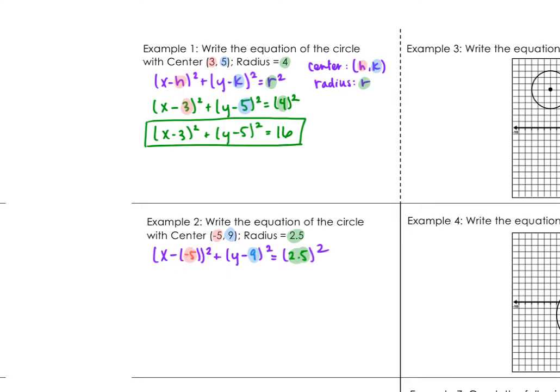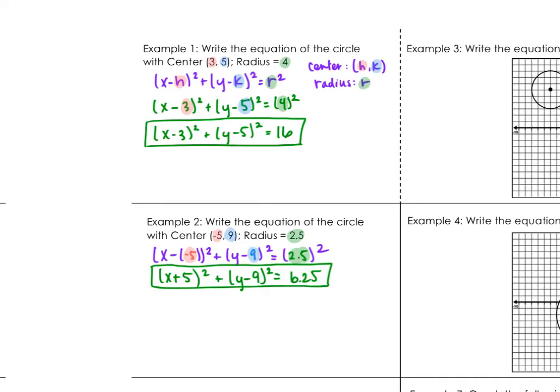Now to simplify this, x minus -5 is just x + 5, squared. y - 9 stays (y - 9)². And 2.5 squared is 6.25. So there's our answer. Just like I pointed out in the previous example, h was negative, but in my final equation it becomes x + 5, and k was positive, and it became y - 9. So it is the opposite signs when we plug it in.